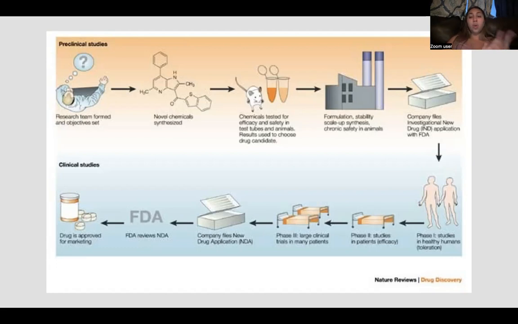And then you start speaking with companies and trying to get that medication, that drug, out there. Then it starts getting into phases 1, 2, and 3 of humans. And then from there, you see where it leads off to, you get approved, and then the drug is on the market.